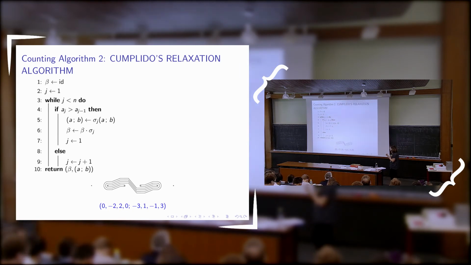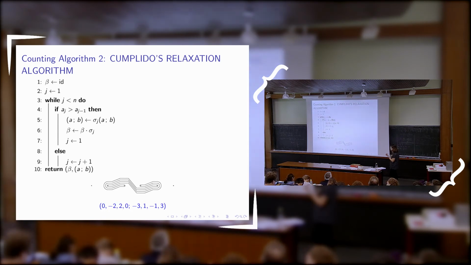So A1 is 0, -2, 2, and 0. These are the AI coordinates. And you check, you see that A1, A2, A3, A4. So A3 is greater than A1, A3 is greater than A2 here. Yes, A3 is greater than A2 here, so she applies sigma 3.